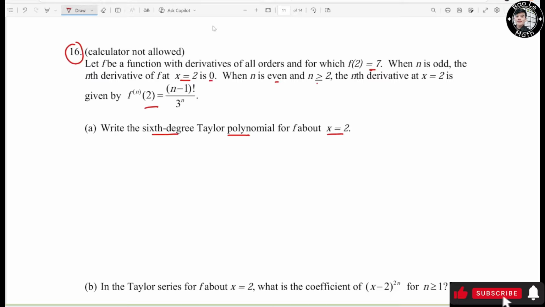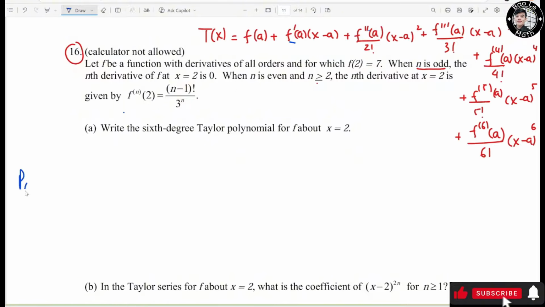Question A. Write the 6th-degree Taylor polynomial for the function f about s equals 2. So the Taylor polynomial expansion is given by the formula. Now we have P6 of s equals. Now when n is odd, the nth derivative of the function f at s equals 2 is 0, right? So n is odd right here, n equals 1 for this one, the first derivative. This is the third derivative, n equals 3. This is n equals 5, and the derivative equals 0, right?